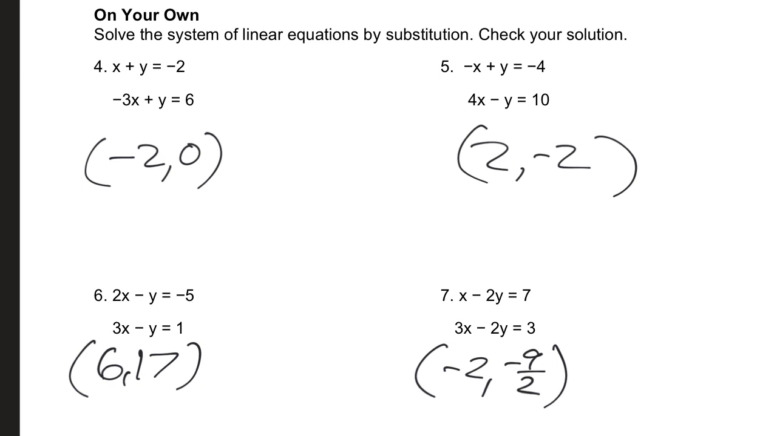And we're going to skip example number 3. Again, we're going to wait until we get to our word problems unit. And there you go. That is lesson 5.2, solving systems with substitution. If you have any questions, please reach out for help.